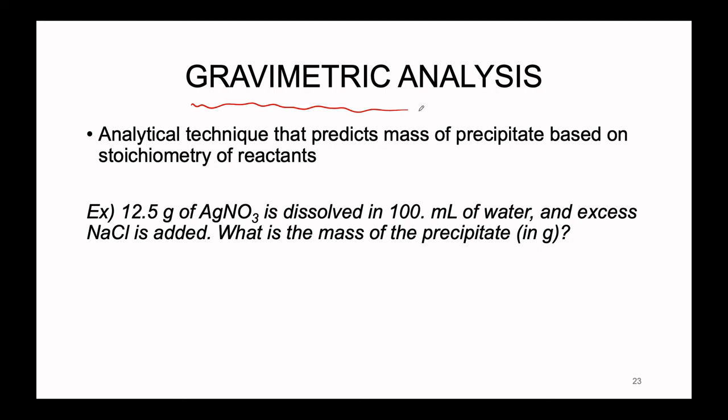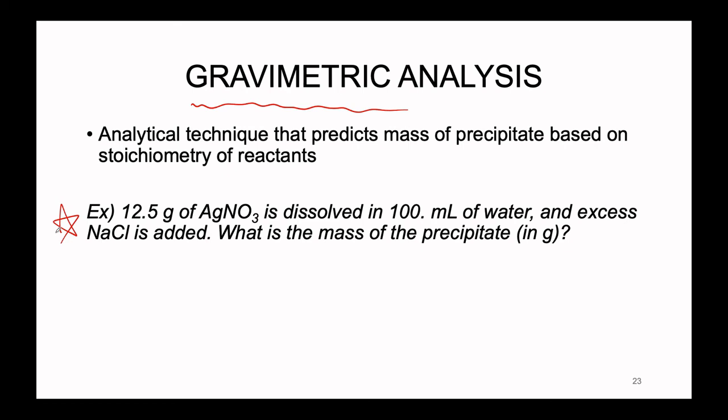So to get a sense for how gravimetric analysis works, how these calculations work out, how they come together, we are going to be using the previous equations that we've illustrated, the molecular equation, the net ionic equation, the total ionic equation, to figure out: if 12.5 grams of sodium nitrate is dissolved in 100 milliliters of water, and an excess of sodium chloride is added, what's the mass of your product? Specifically, we want to know what the mass of your precipitate is in grams.